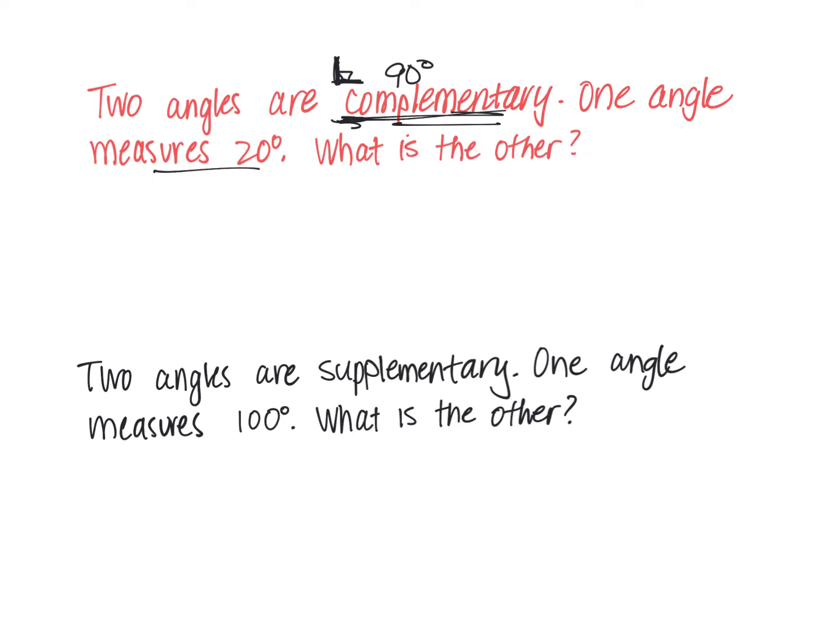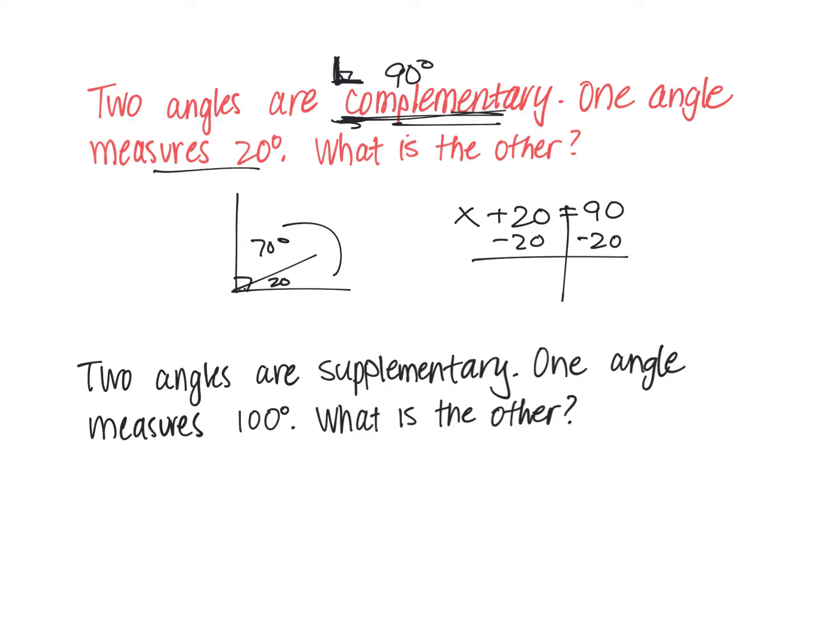And I tell you one angle measures 20. Can you figure out the other? Well, complementary means 90. If one of them is 20, the other one has to add up to 90. So 20 plus what is 90? Well, that would have to be 70. You can also think of it like this: something plus that 20 degrees has to equal 90. You could solve it like an equation. Subtract 20 from both sides. I end up with x equals 70 degrees.